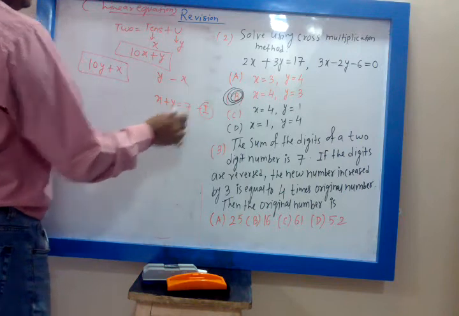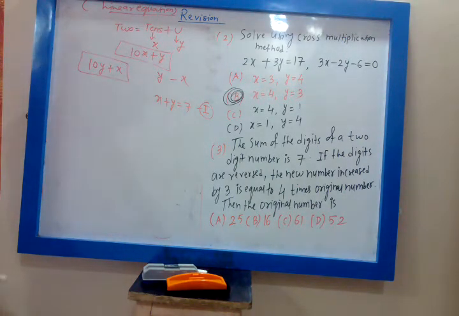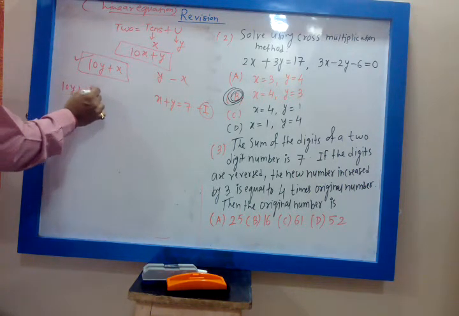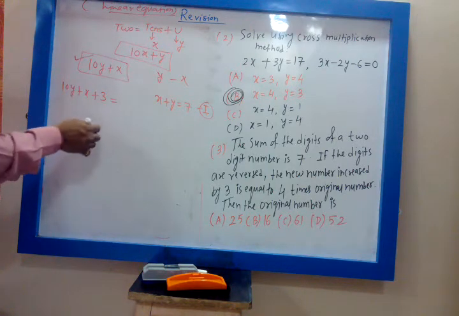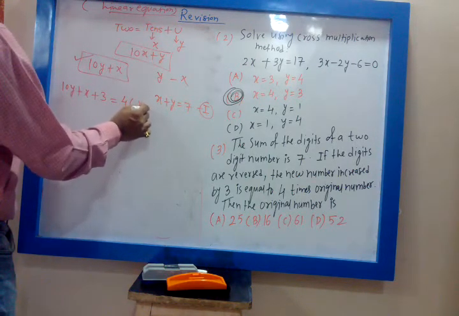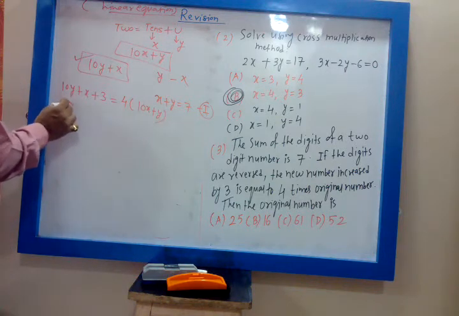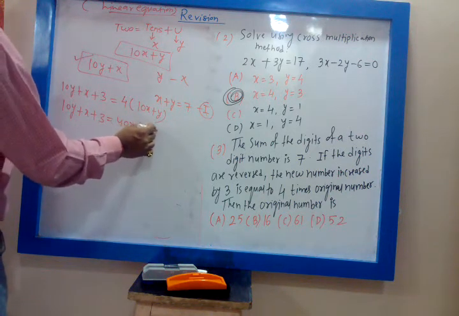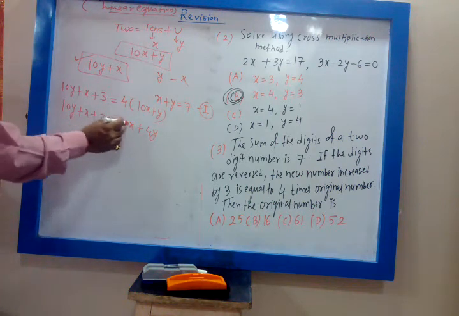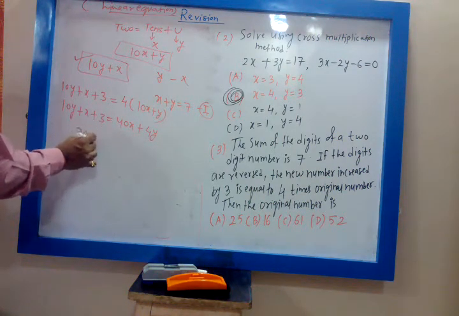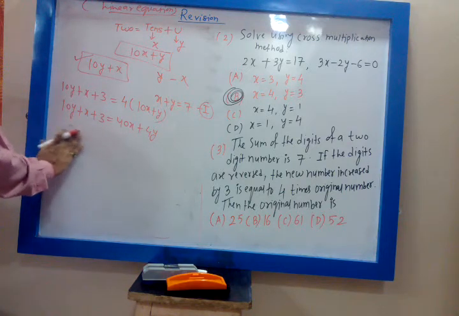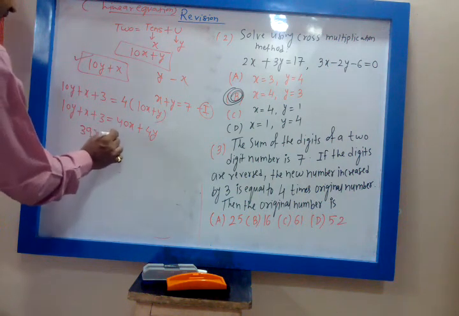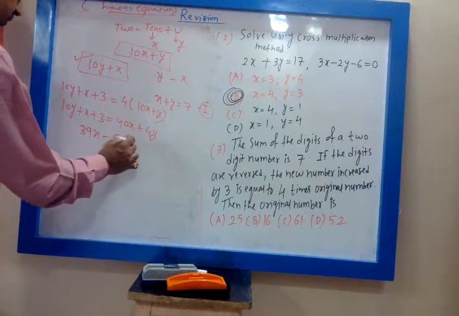Equation number 1. Then the second condition says, if the digits are reversed, the new number, 10y plus x, increased by 3, is equal to 4 times the original number, 10x plus y. So 10y plus x plus 3 is equal to 40x plus 4y. Take 10y to that side: 39x, 4y minus 10y, minus 6y is equal to 3. Correct?